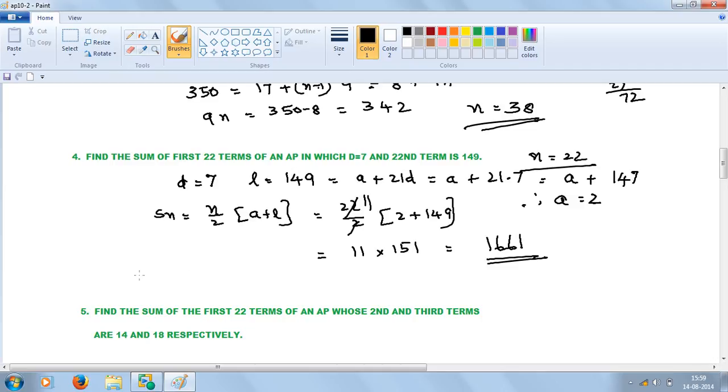So we can do it by using another formula also, Sn equal to n by 2 multiplied by 2A plus (n minus 1) into D. Without finding the L, since it is given here as 149, it is easier to use this formula.